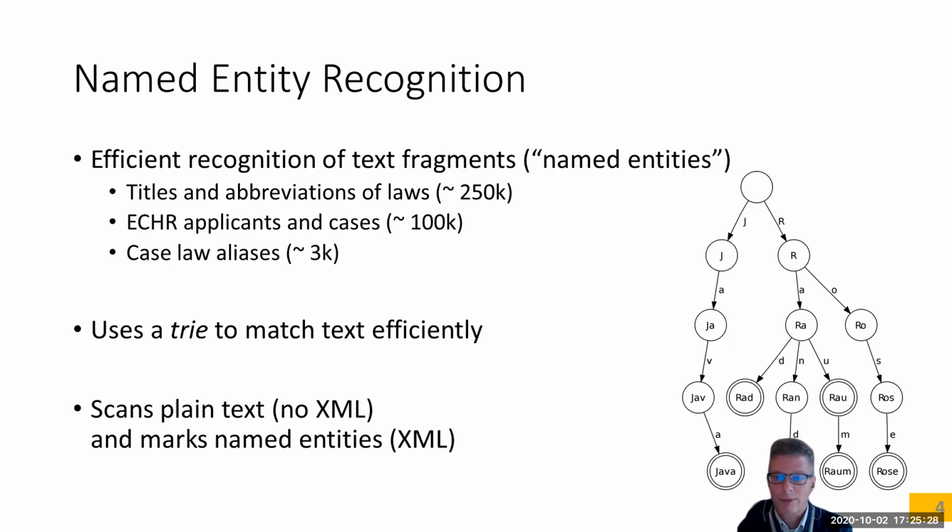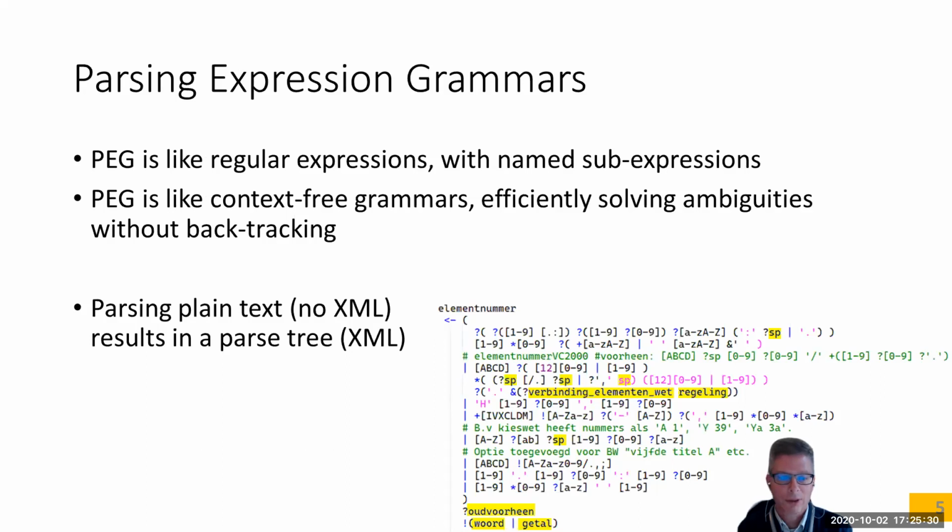The other algorithm used by the link extractor are parsing expression grammars. Parsing expression grammars are a bit like regular expressions, but with named sub-expressions, which means you can give a parsing expression a name and use it in another parsing expression. It's like subroutines for regular expressions.